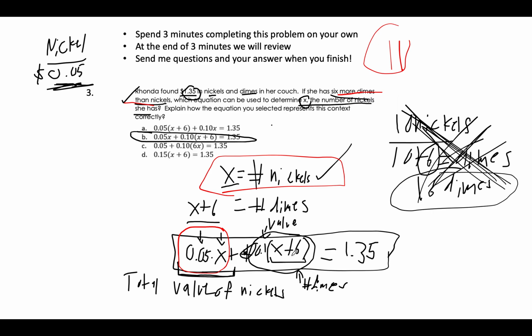I'm going to write this here. And then for dimes, we have x plus 6 dimes. Multiply that by the value of each dime. So each dime is going to be worth 10 cents. We have this many dimes, so it's going to be 0.1 times x plus 6. We're going to add those together and get that equals 1.35, which is our total amount of money in the couch. And our answer is going to be B: 0.05x plus 0.1 times x plus 6 equals 1.35.